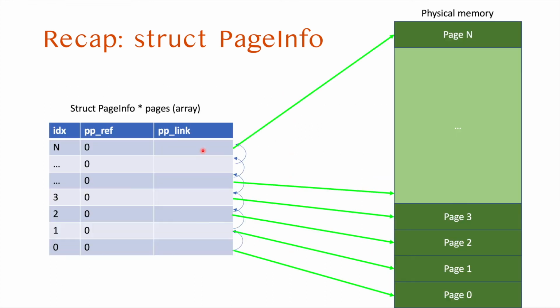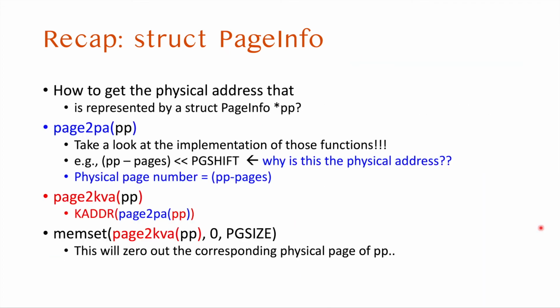For example, if you have pp at page 3, then pp minus pages will return 3. So we go to page 3 and multiply by 4096. Then you will get the address of the page, because it's a page number and the page size is 4096. This is done by the pg shift. Because pp minus pages returns the index of the pp, that corresponds to the physical page number. That's why we can get the physical address from PP even if we do not have any kind of link.